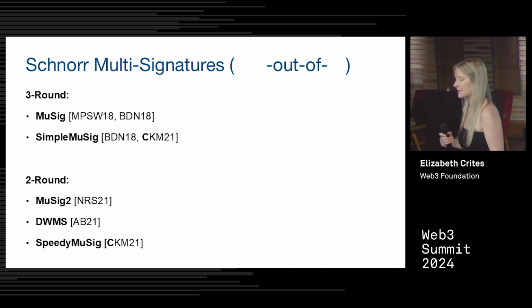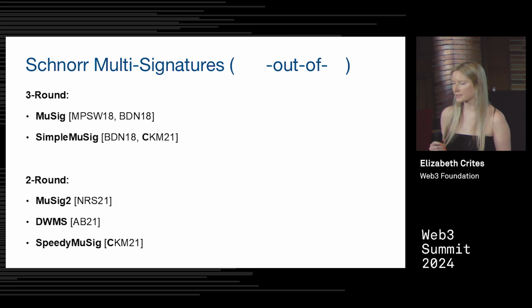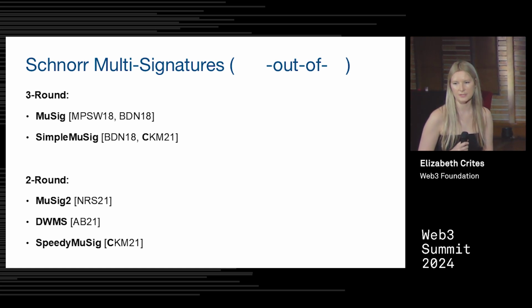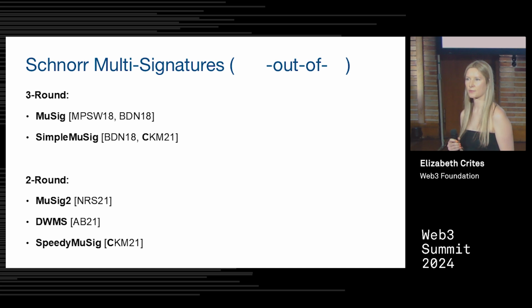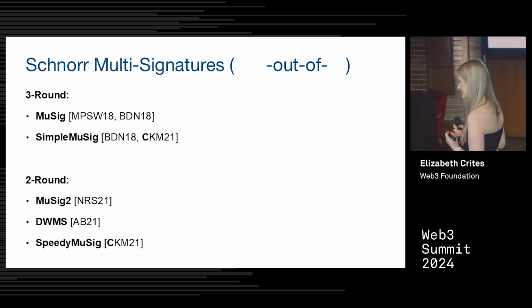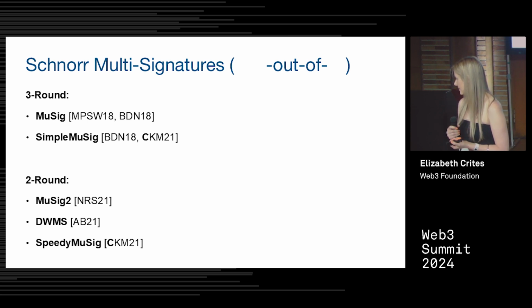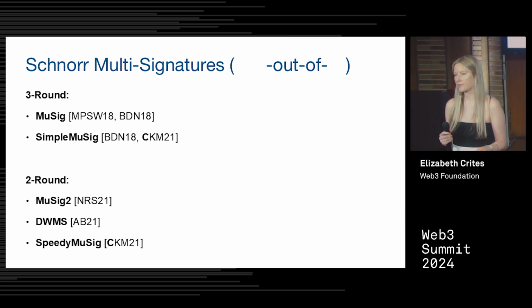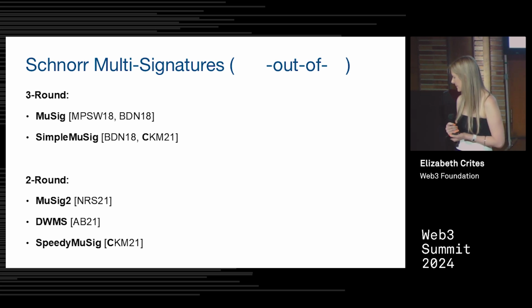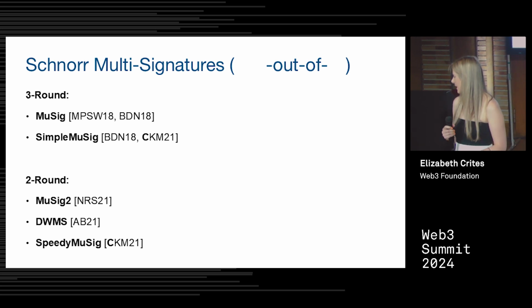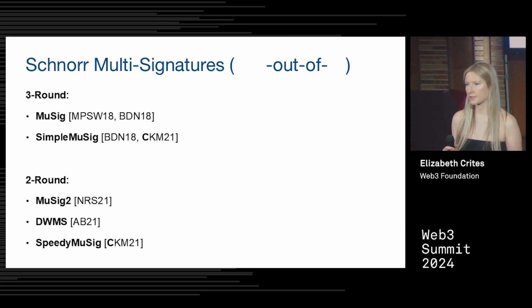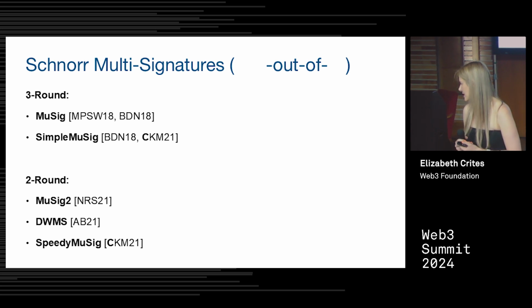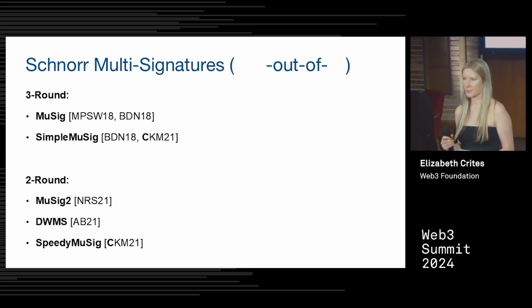So the rest of the schemes that I'm going to talk about now are really kind of from 2018 onwards, and they were built exactly to be secure in the concurrent setting. So everything that I mentioned here will be secure against RAWS attacks. And we have a number of 3-round schemes, starting with MuSig. So again, MuSig was originally a 2-round scheme. So in 2018, they altered it to be a 3-round scheme. We also have Simple MuSig, which is a slight variant of MuSig, which uses proofs of possession. Then looking at some of the 2-round schemes, we have MuSig2, which was also concurrently built by my colleagues at Web3 Foundation, the DWMS scheme.